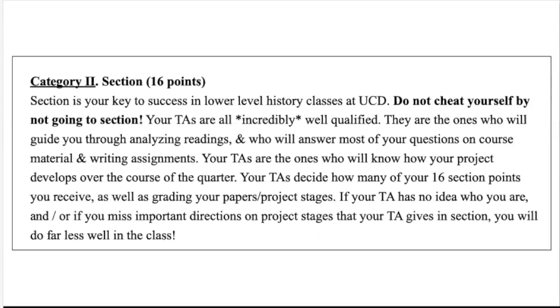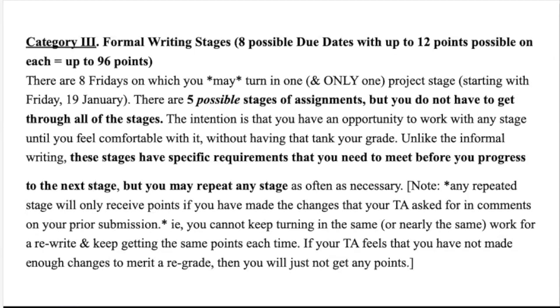Your TAs decide how many of your 16 section points you receive, as well as grading your papers and project stages. If your TA has no idea who you are, and/or if you miss important directions on project stages that your TA gives in section, you will do far less well in the class. Category 3, formal writing stages. 8 possible due dates with up to 12 points possible on each, so up to 96 points total.